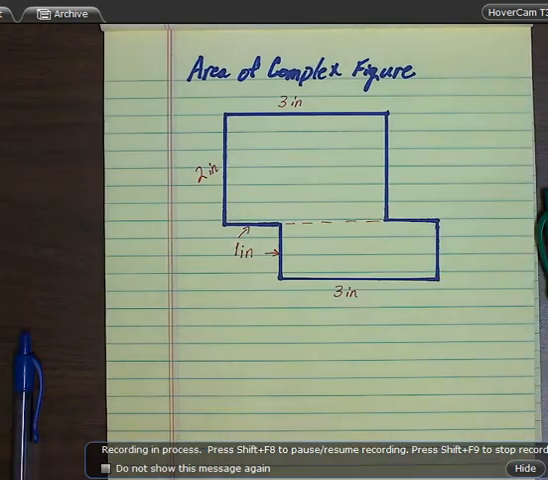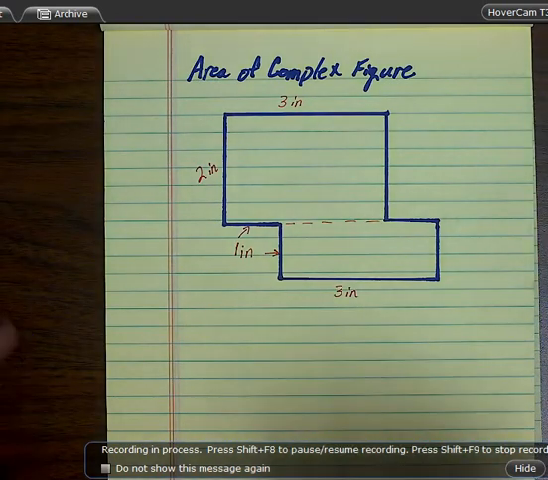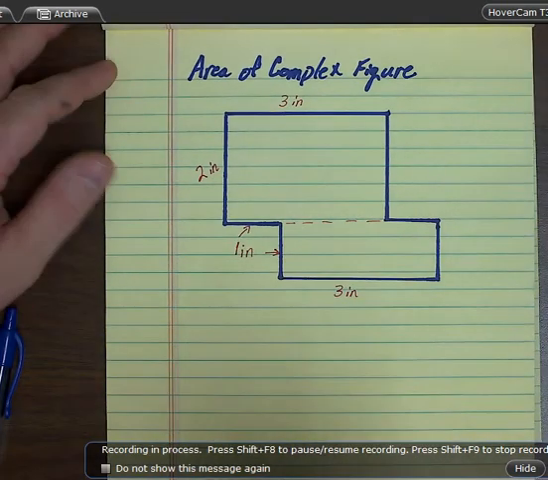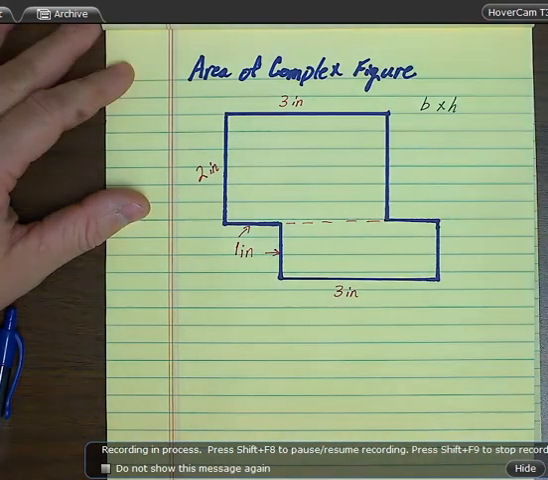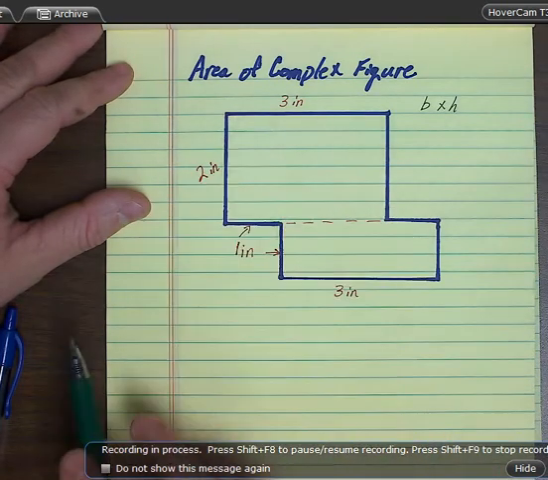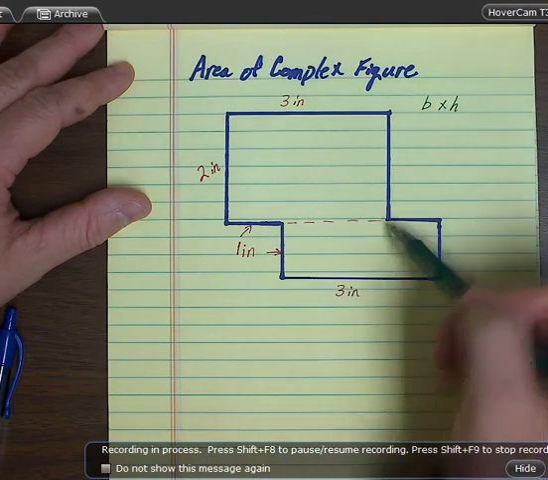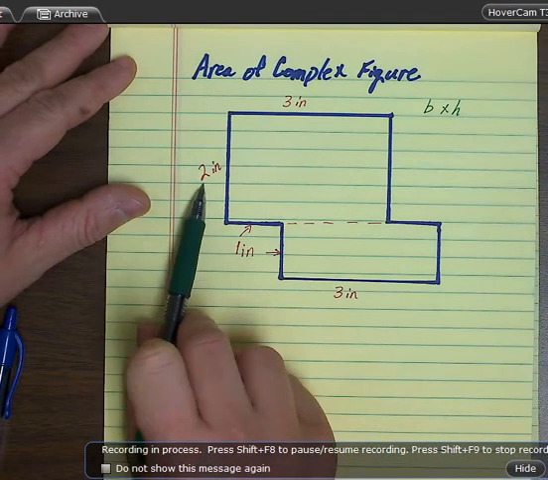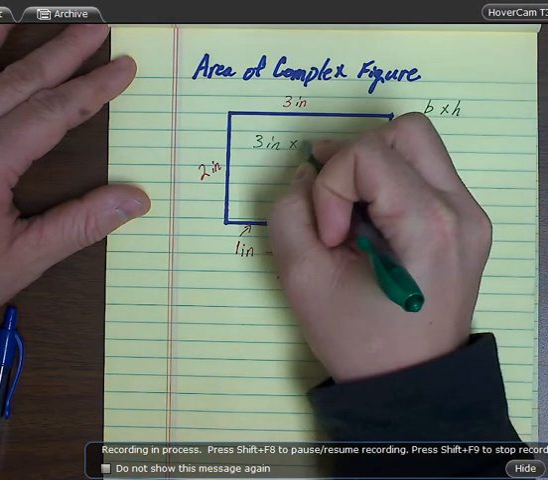So let's do that. Now we know that to find the area of a parallelogram, and a rectangle is a parallelogram, I have to do base times height. So in order to do that, let's look at this first rectangle right here. I know that my base is going to be this way, and this side is congruent to this side right here. So I'm going to do a base of 3 inches times the height of 2 inches. So this is going to be 3 inches times 2 inches.